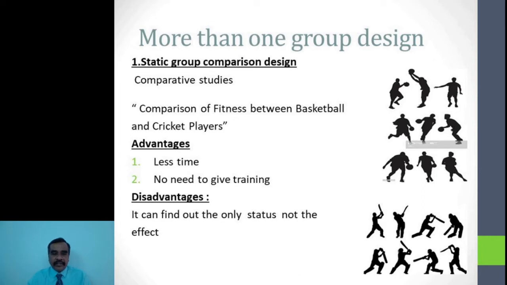What are the advantages? Very little time is needed to conduct this research because there is no training. There is no need to give any training. We are just measuring their fitness level. The fitness level of basketball players and the fitness level of the cricket players are measured and compared using suitable statistical procedures, and the results are drawn to find out whether the basketball players or the cricket players are better in fitness.